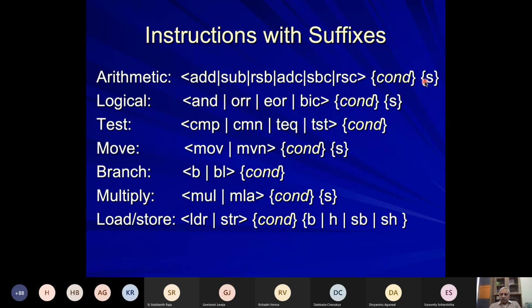And at machine code level, there is an S field, a 1-bit field, where you can put a 1 or 0. So not all instructions can have the S suffix. Branch instructions cannot have it, and load store cannot have it. For testing, it is assumed you don't have to put S. It is assumed that the flags will always be affected.